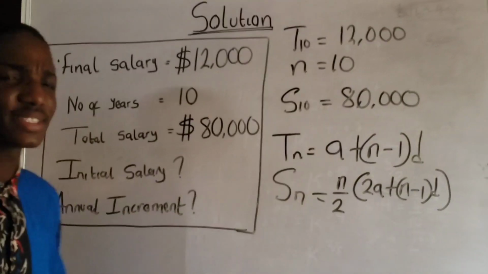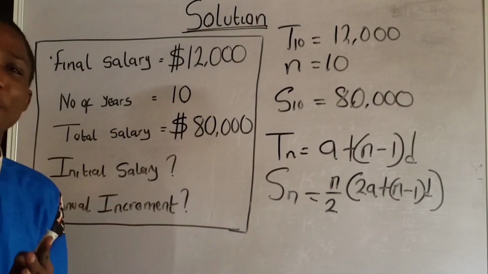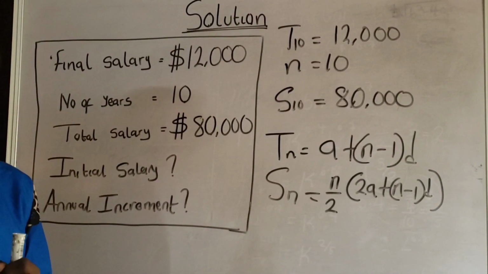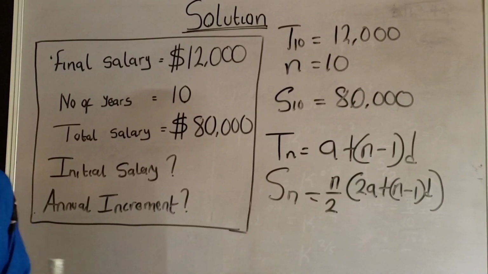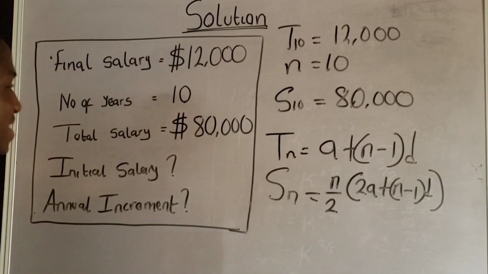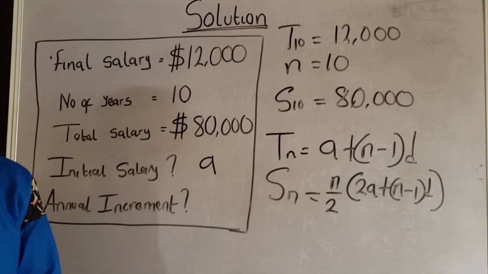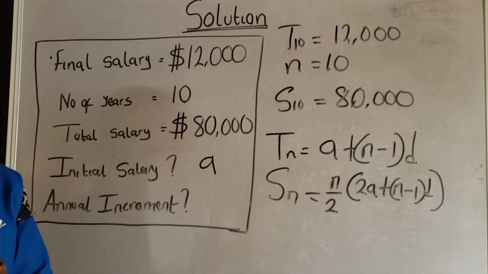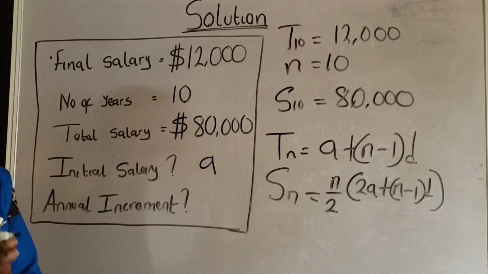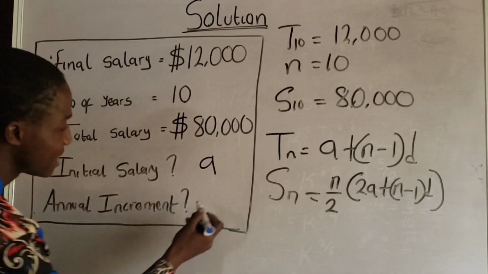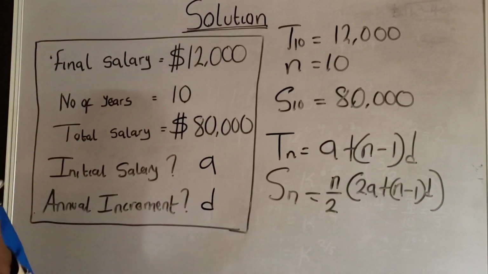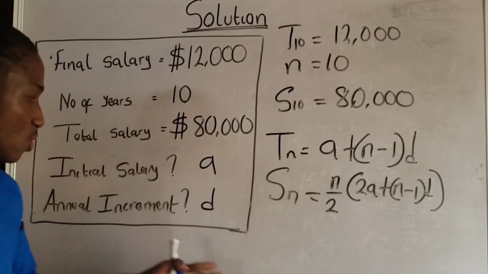Also, I want you to note that the initial salary is the salary of the man in the first year. So the initial salary is the first term, and the first term in arithmetic progression is denoted by a. And the annual increment is the increase in the salary of the man over the years. That is, as the year progresses, the salary increases by a certain amount. Therefore, the annual increment is denoted as d, the difference between the first and the second years, the second and the third, and so on.